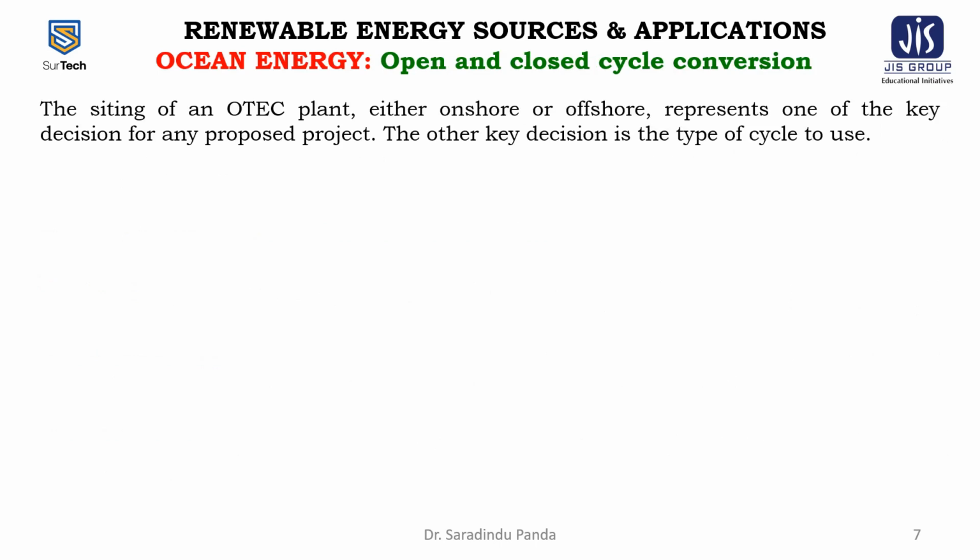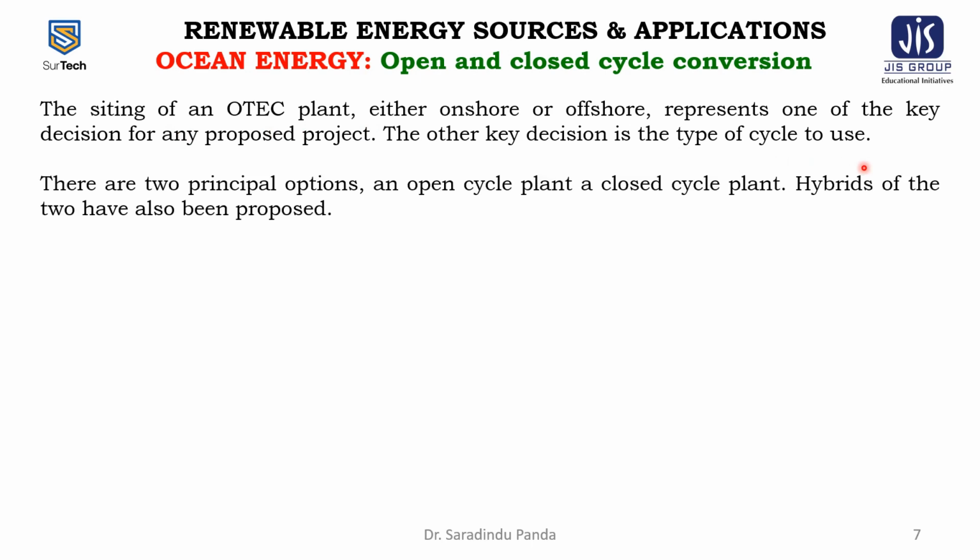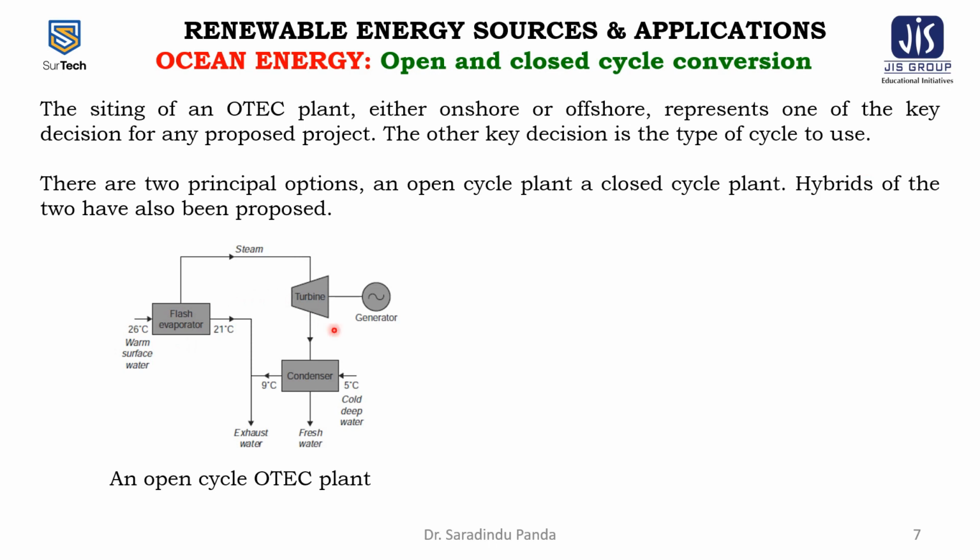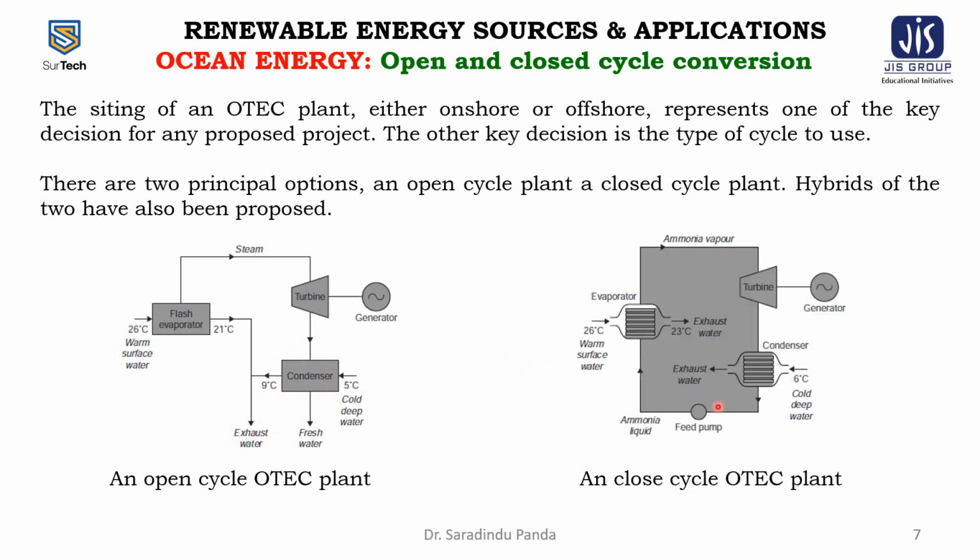The setting up of an OTEC plant, either offshore or onshore, represents one of the key decisions for any proposed project. The other key decision is the type of cycle to use. There are two principal options, an open cycle plant and a closed cycle plant. The hybrids of the two have also been proposed. The figure shows the open cycle OTEC plant, which I will describe elaborately in the next slide. And the second one is the closed cycle OTEC plant.